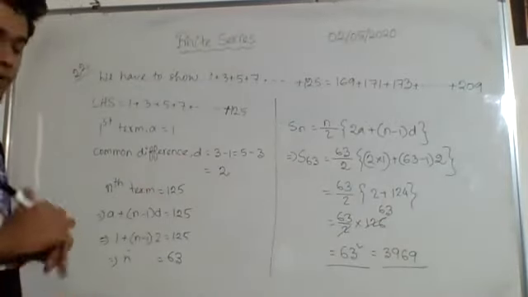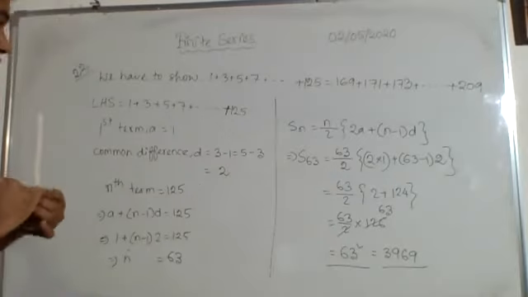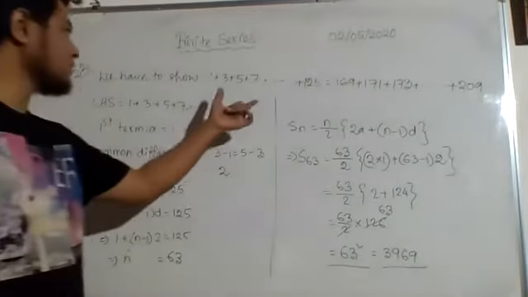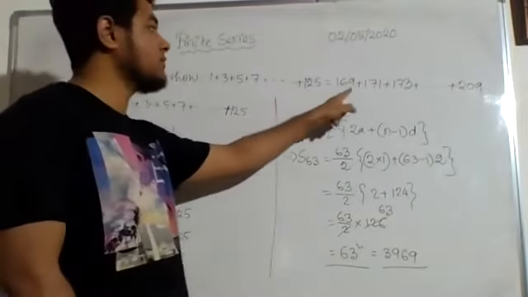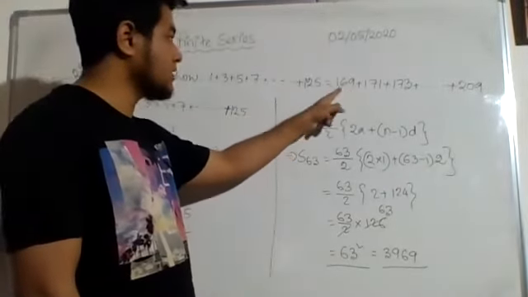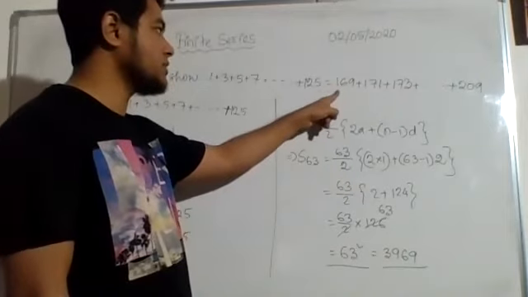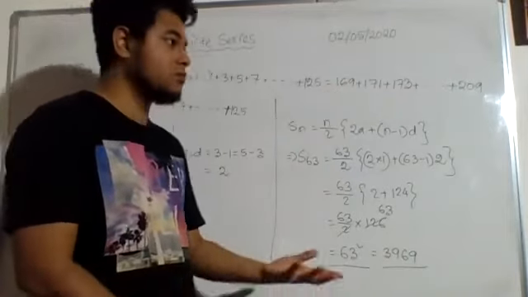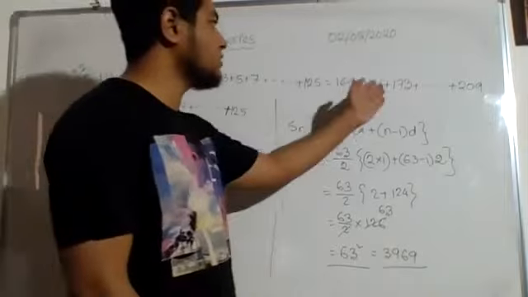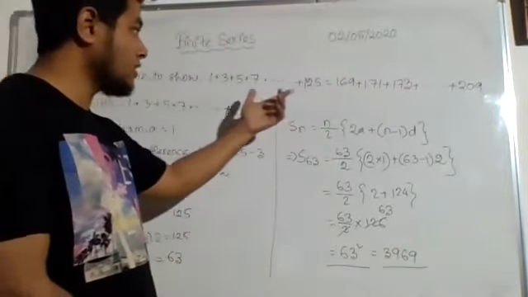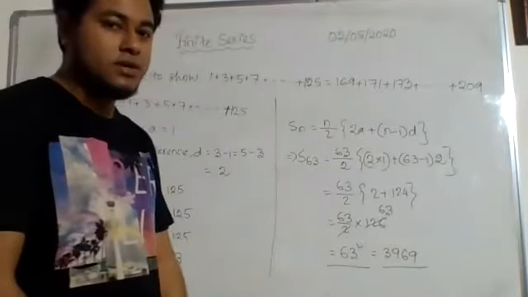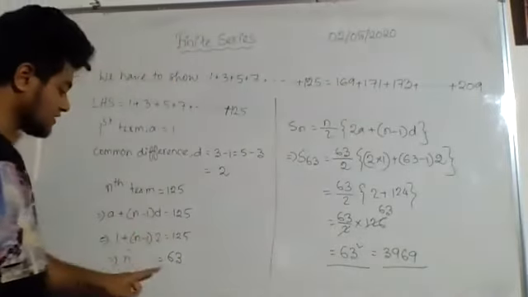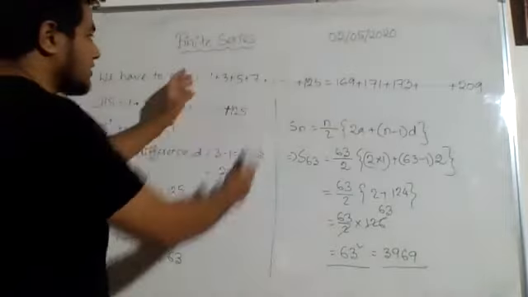Okay. Now there might be some confusion that in this left hand side, the highest term is 125. But in the right hand side, you can see that the first term is 169. It starts from 169 and then it continues. So how can it be possible that the summation of this series is equal to this series? Actually, if you notice, there are total 63 terms are there, right?